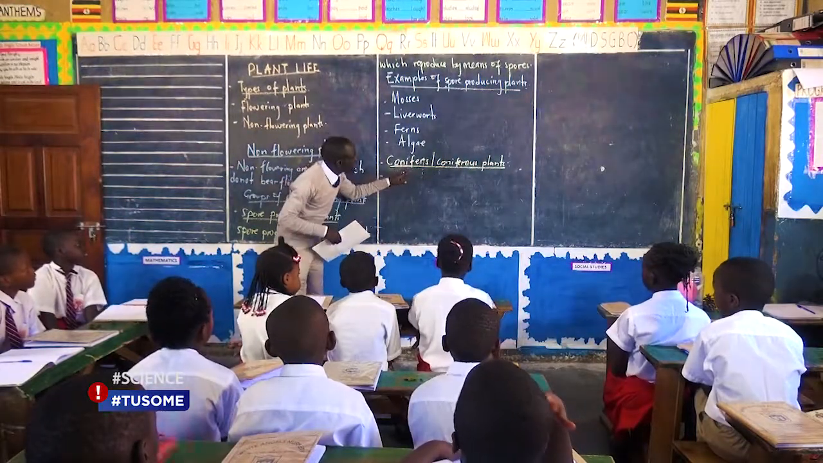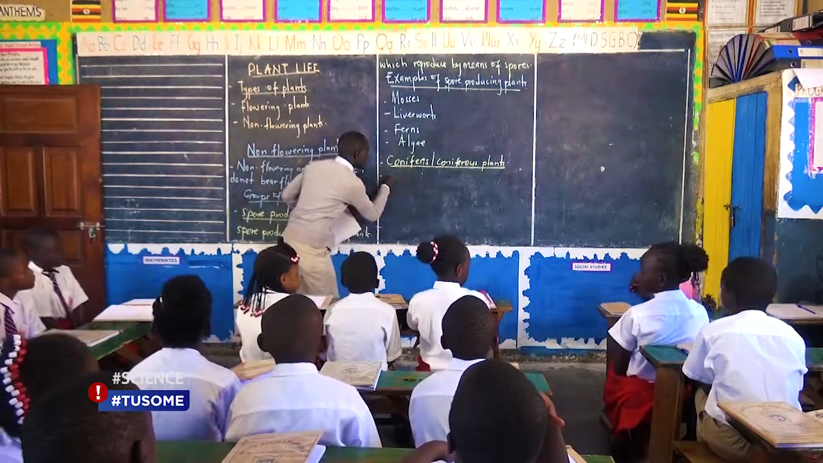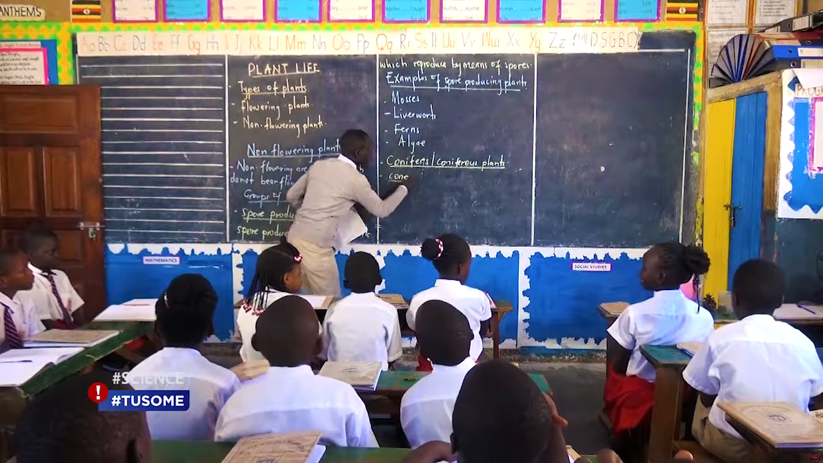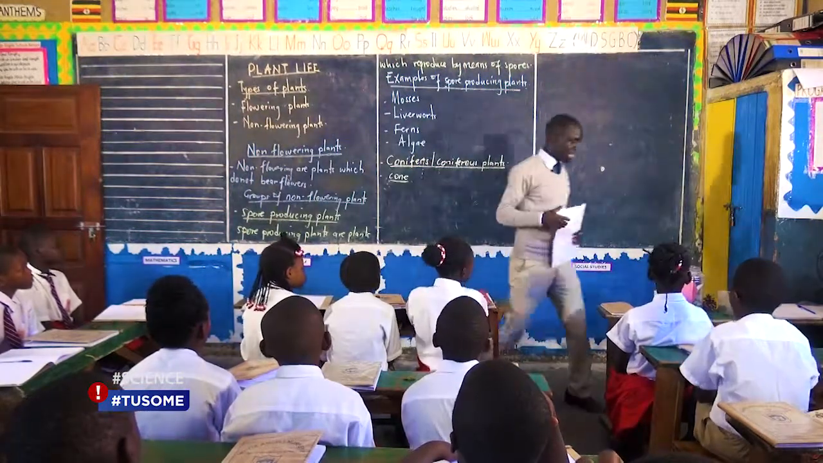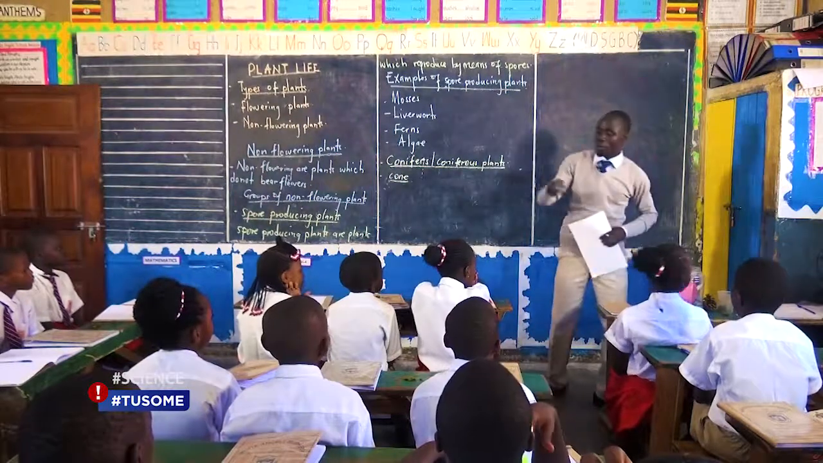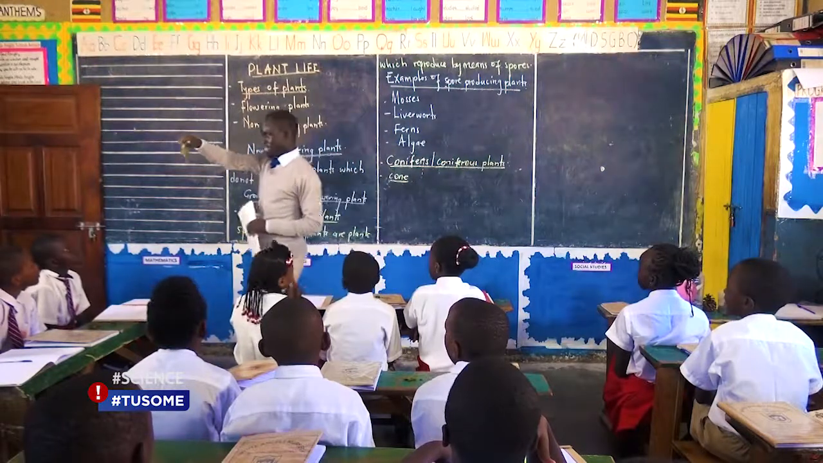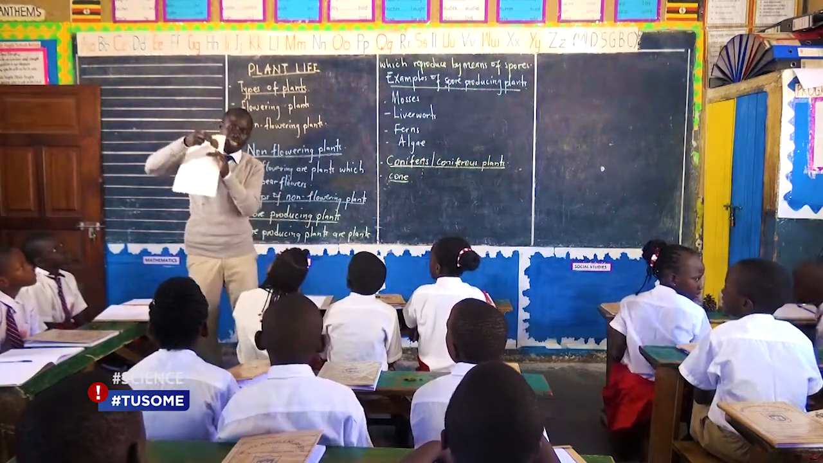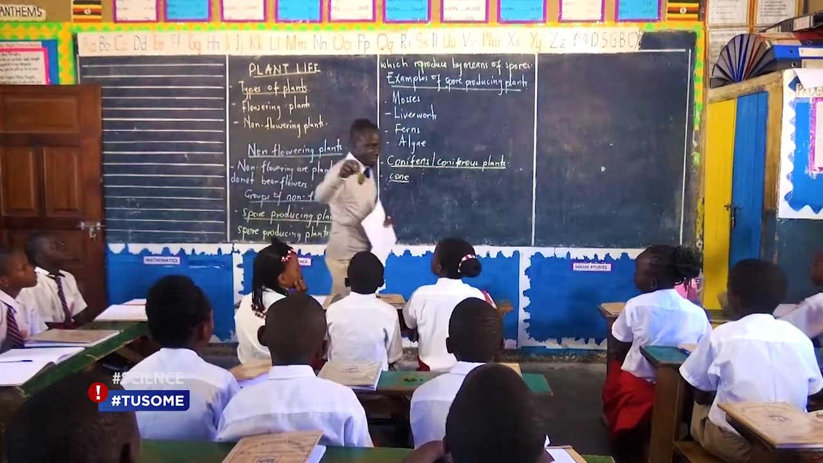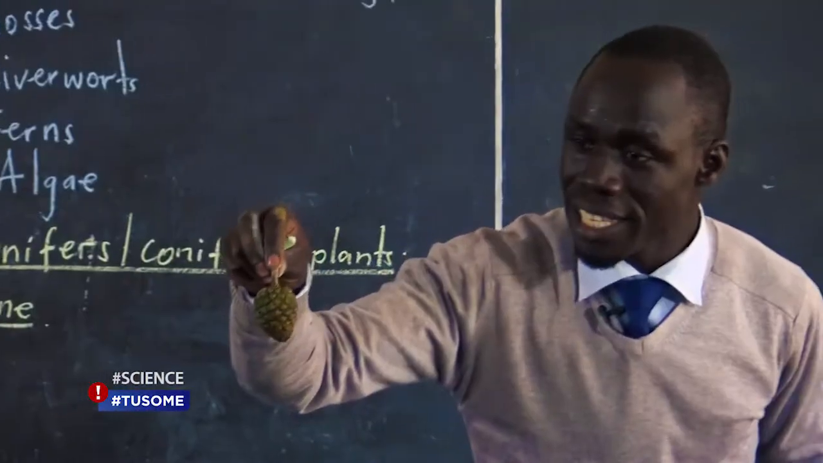The word conifer comes from the word cone. They keep their seeds in the cone. Now, I'm going to show you one. This is a cone of one of the coniferous plants. Seeds are inside. This is still the young one, the younger cone.